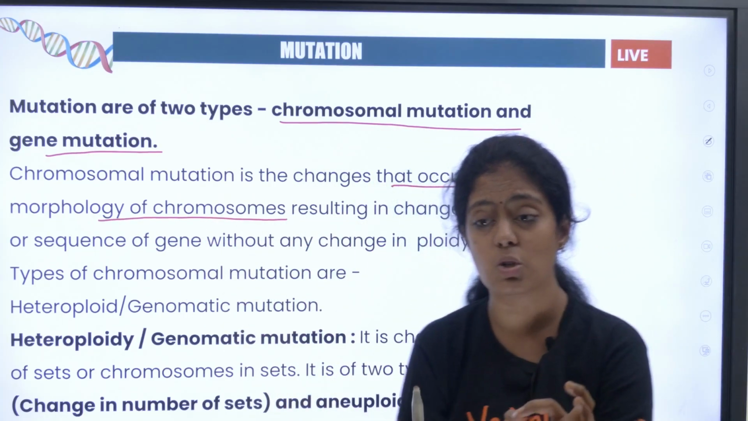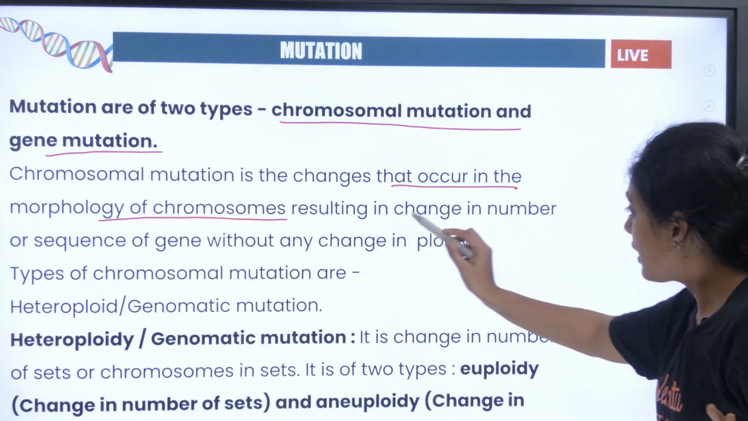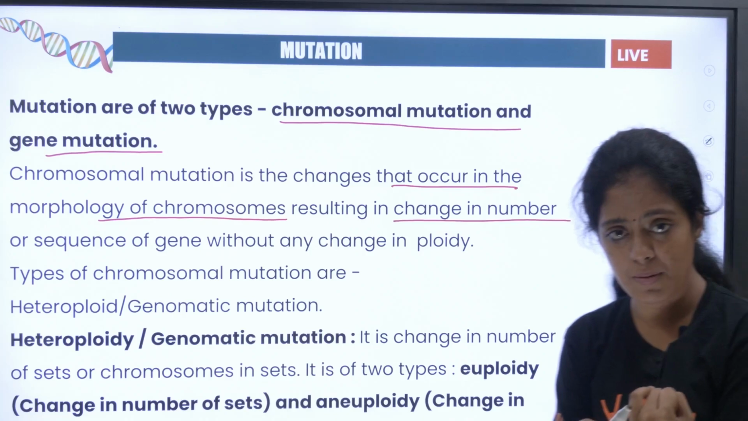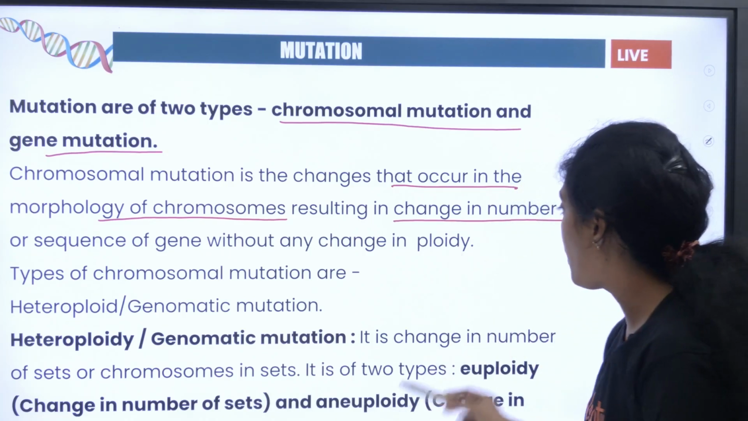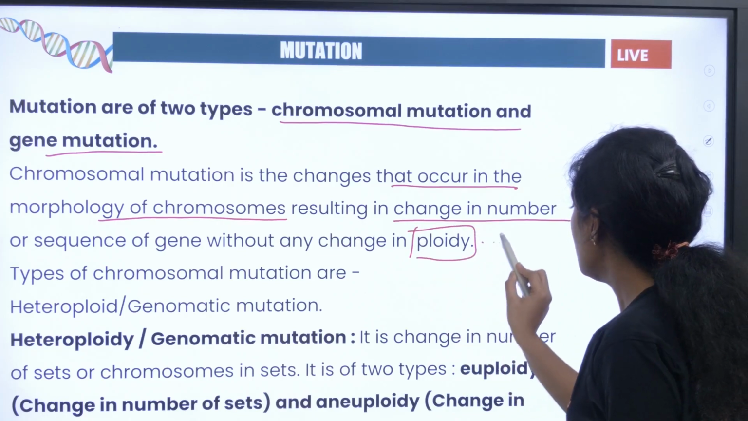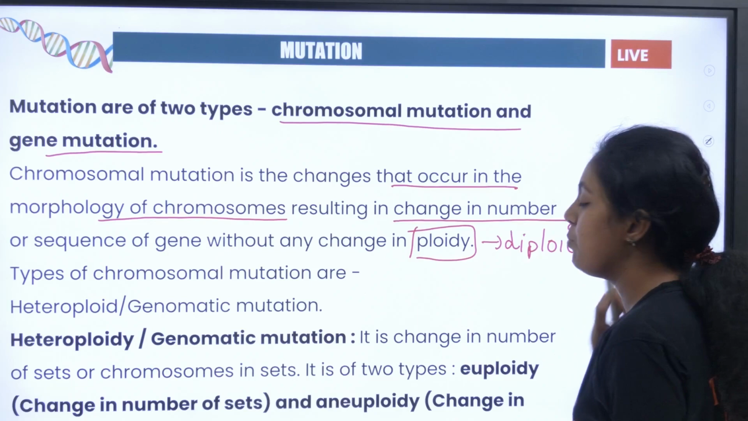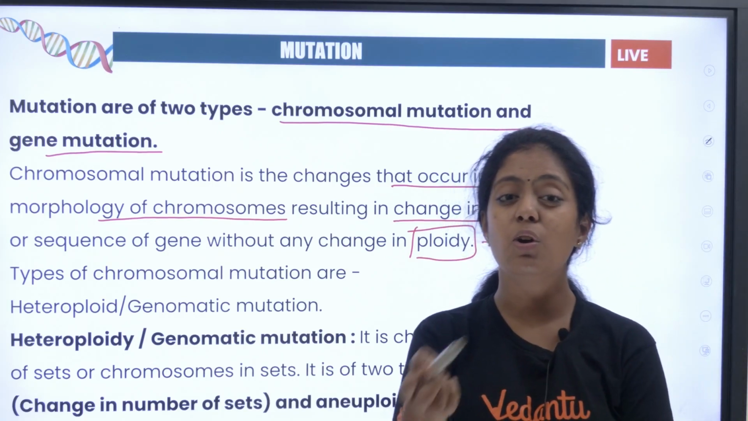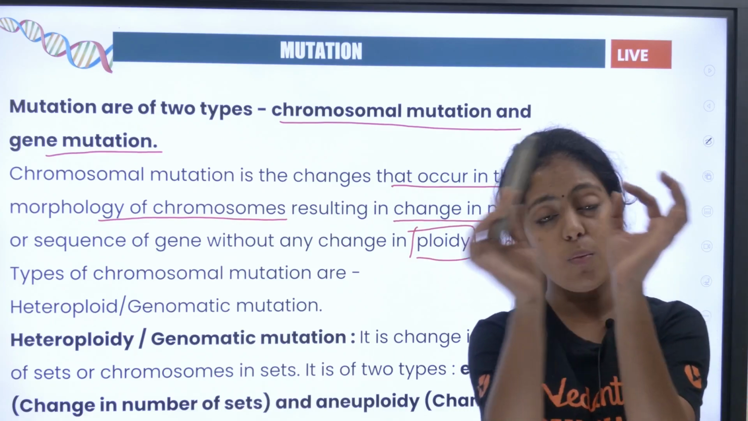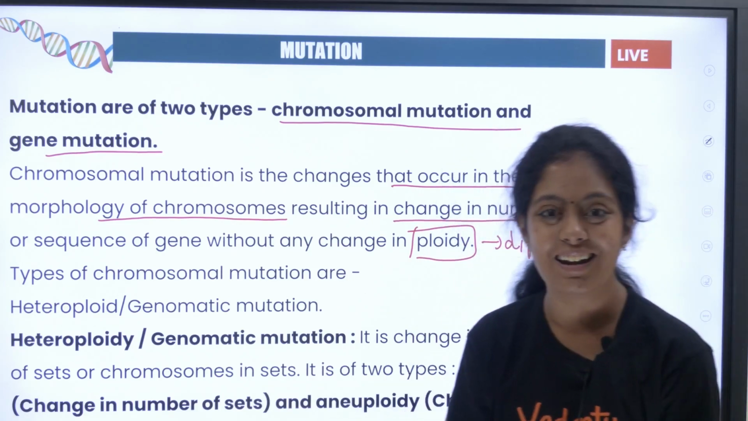Bringing some change in the chromosome is your chromosomal mutation, resulting in a change in the number or sequence of genes without any change in the ploidy. The ploidy remains the same. If it is diploid, it will remain diploid. There can be one extra chromosome or one chromosome deleted, or within the chromosome itself there can be deletion, duplication, and so on.